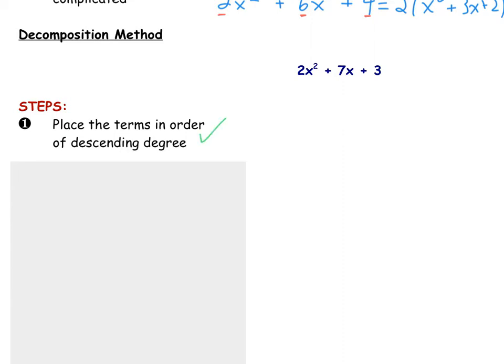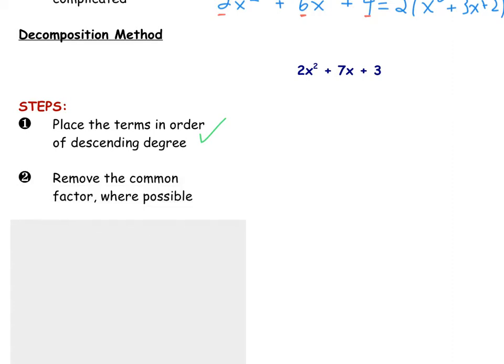My next step is to remove the common factor where possible. Of course I'm going to do that. Why? Because that's what I should always be doing whenever I'm factoring. The golden rule is remove your common factors. So let's take a look at this trinomial. I have a coefficient of 2, a coefficient of 7, and a coefficient of 3. So in this case, there is no common factor to remove, and I've accomplished what needs to be done before step number 3.